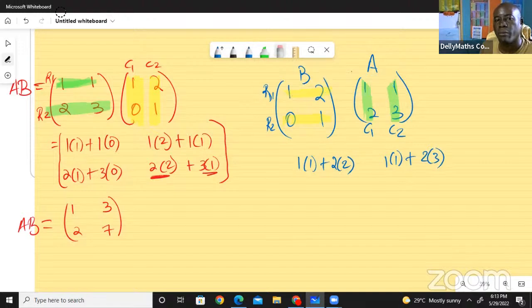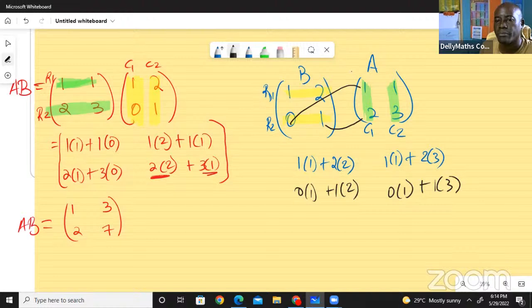The next move we're going to make is that we're going to be using the second row because the first row has already exhausted the two columns from the other matrix. So it is 0 times 1 plus 1 times 2. I'm going to put it in black. 0 times 1 plus 1 times 2. Then it's going to be 0 times 1 plus 1 times 3.